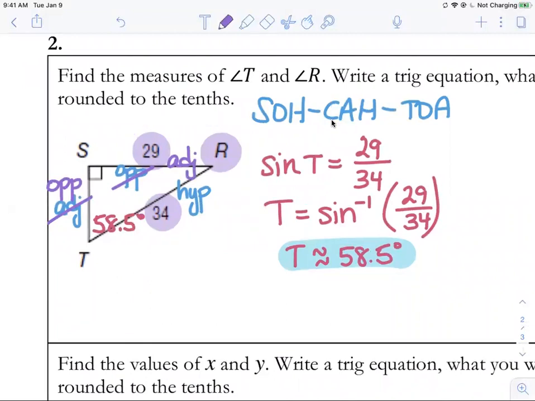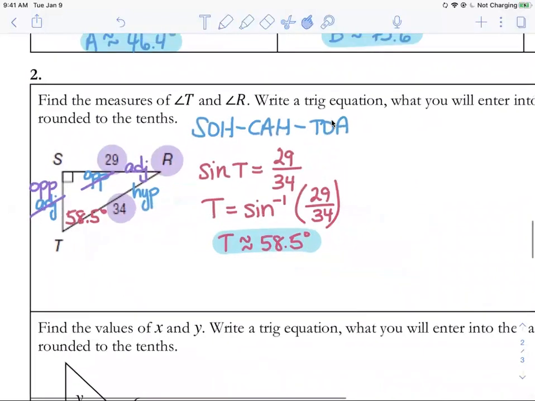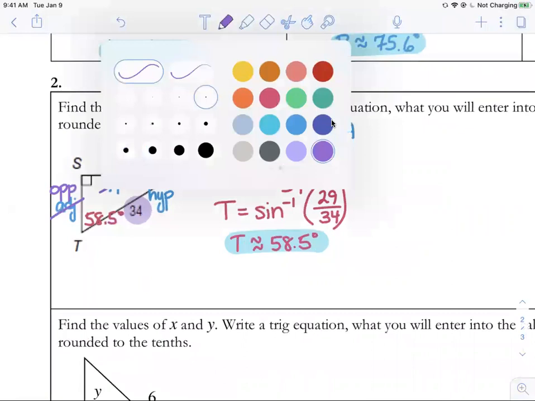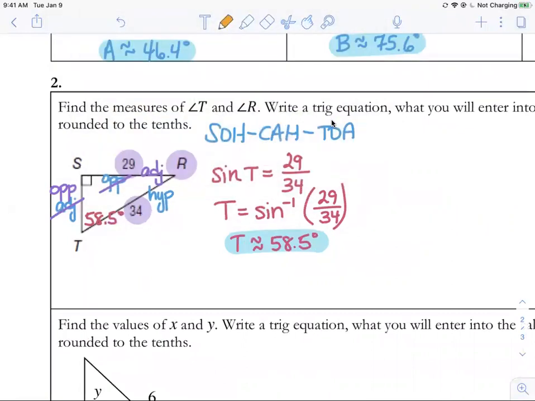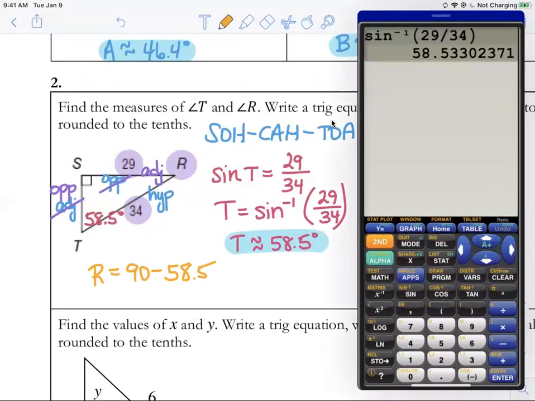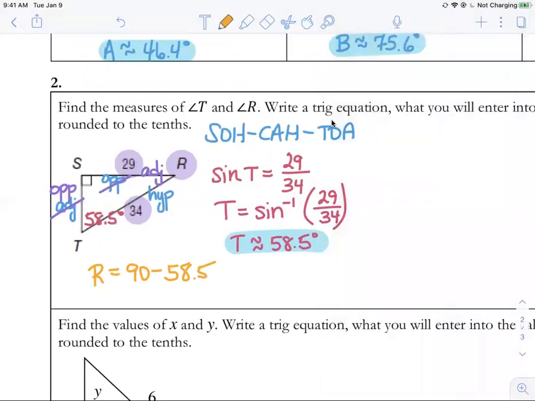However, we already know that angle measure, right? So let's do what we did before. Easy. We'll just say R is going to be 90 minus angle T's measure, which is 58.5. 90 minus 58.5 is 31.5 degrees. Now, technically, it's approximately, but I'm not really that picky about that.